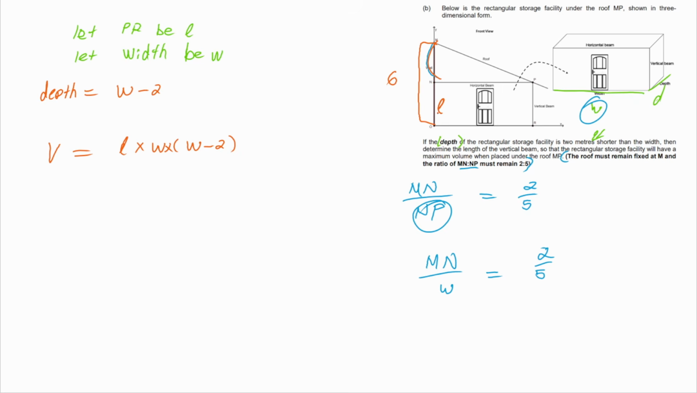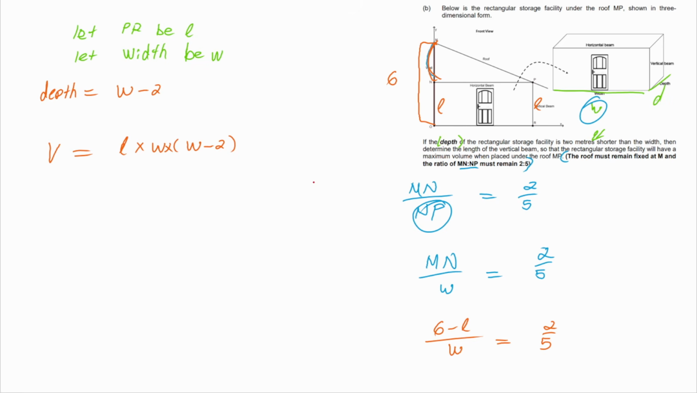This is our length, right? Because this is our length. I called that the PR is L. So this is L, right? So I know what MN is then. If the whole thing is 6, then this must be 6 minus L. Okay, so what we have is (6 minus L) over W is 2 over 5. That's our connection to get rid of one of these variables.